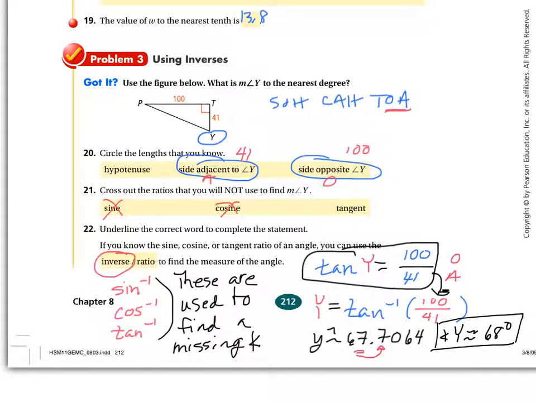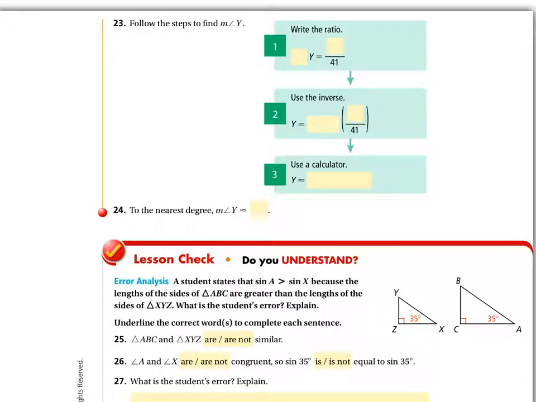Tatum? Well, hang on. We're going to get there. And so let's go to the next page. We already went through all this, but you might want to just write it out anyway. This was the tangent of y equal to 100 over 41. And then to get the y by itself, we did the inverse tangent of 100 over 41. And then that equaled 67.706 and so on. Then we were rounding to the nearest degree, and that's how we got our 68 degrees.